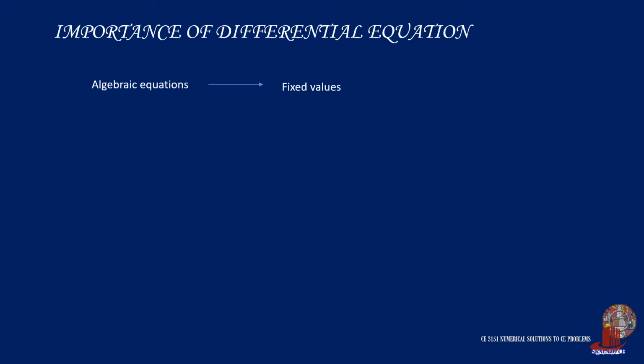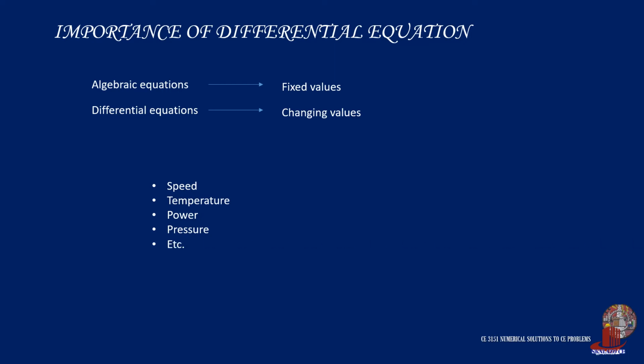For example, the slope of a tangent line in a curve would keep on changing in every small movement of a point. Differential equations, on the other hand, can determine changing values, and they are used in different phenomena like identifying speed, temperature, power, pressure, and a long list of other topics.